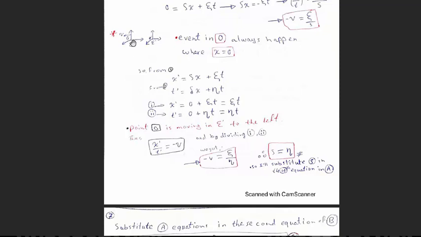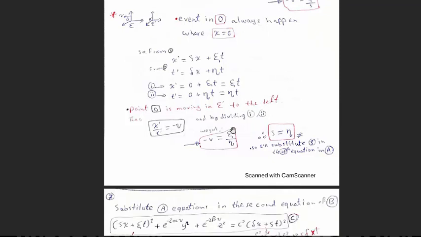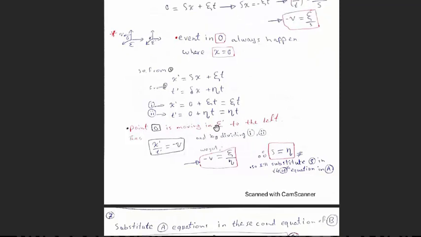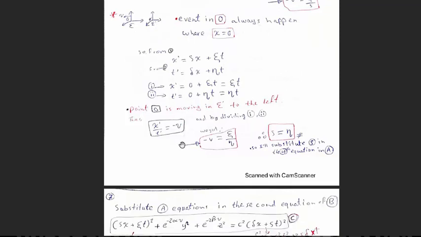Point O is the origin of frame sigma, but it's moving to the left from the point of view of frame sigma dash. So just refer to the Galilean transformation and you will understand here. So we can differentiate here. So this is moving to the left from frame sigma dash point of view.